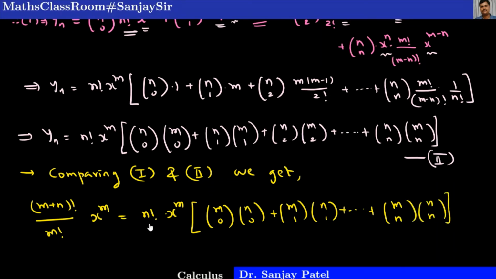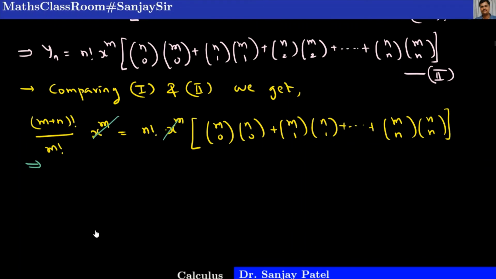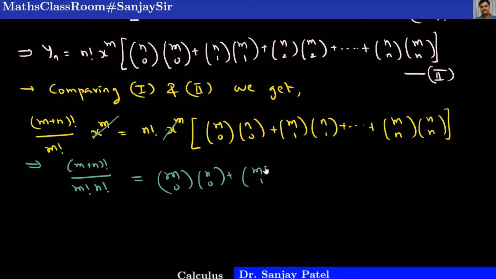Okay, so now we can cancel these from both the sides. x raised to m will be cancelled, and taking n factorial in the denominator of the left hand side, what we are getting is the required result. So this gives us m plus n factorial upon m factorial into n factorial is equal to mc0 into nc0 plus mc1 into nc1 plus and so on, plus this.